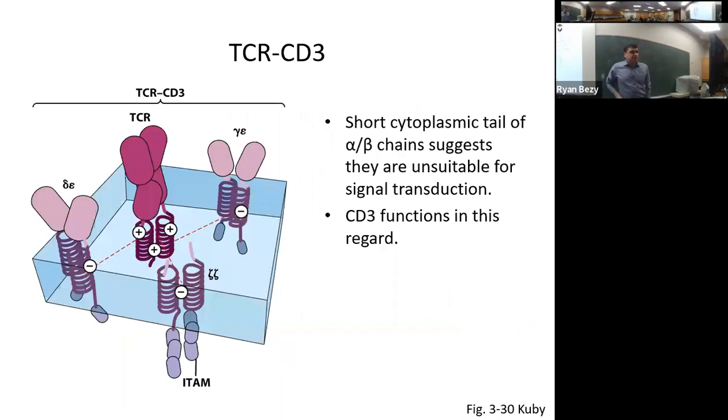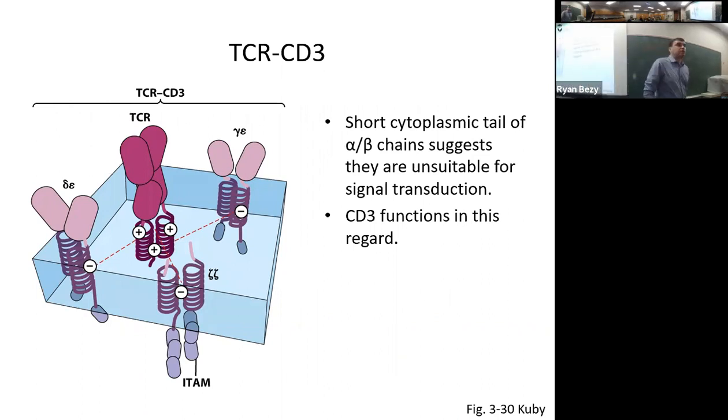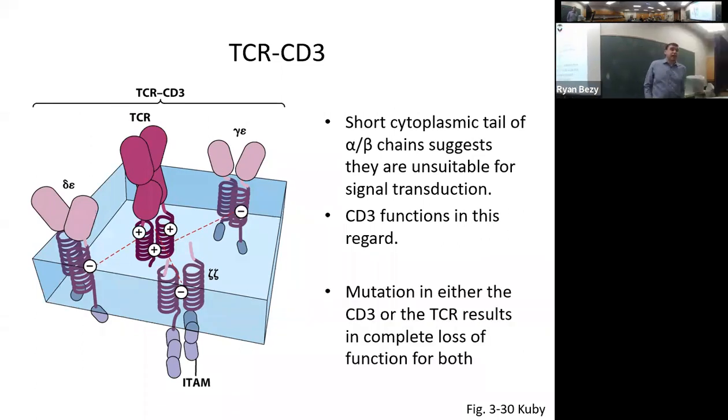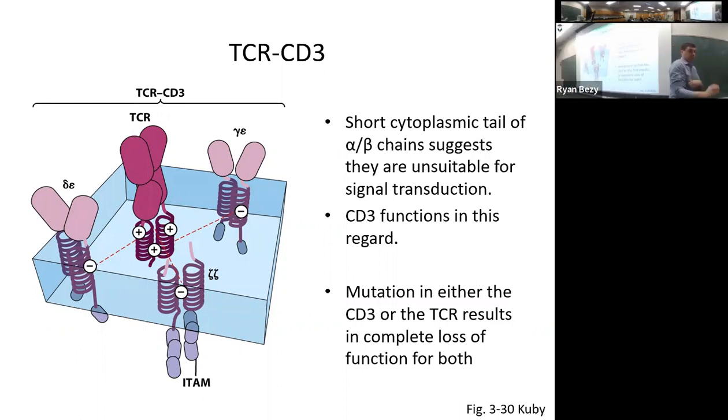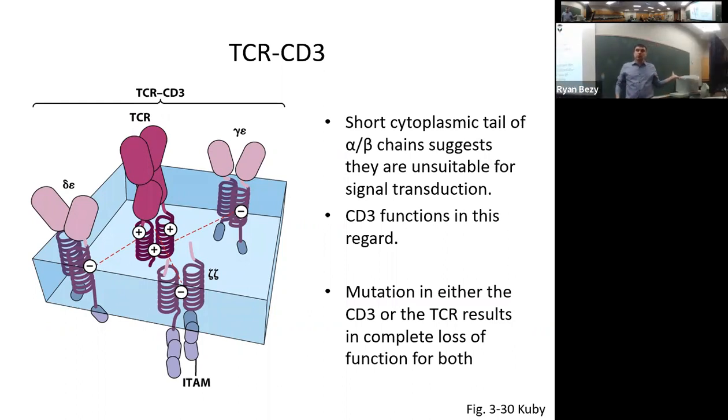Okay. With the T cell receptor, the short cytoplasmic tails of alpha beta or gamma delta chains suggest they don't really function to transduce a signal fully across the membrane. They need the help of the CD3 co-receptor complex. That CD3 co-receptor complex has longer cytoplasmic tails that are involved in signal transduction. And if you mutate either CD3 or the T cell receptor itself, you lose signal transduction. Both of them are necessary for proper function.